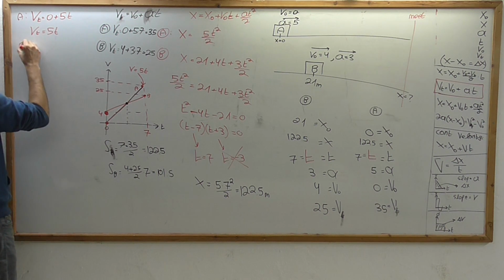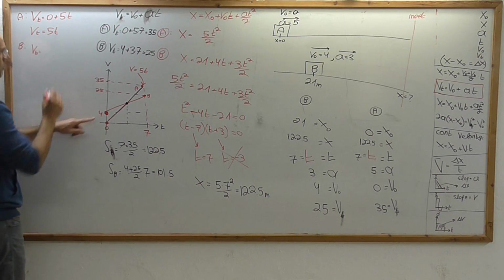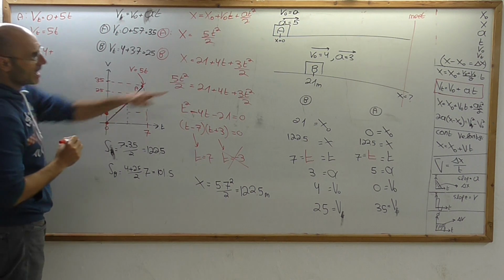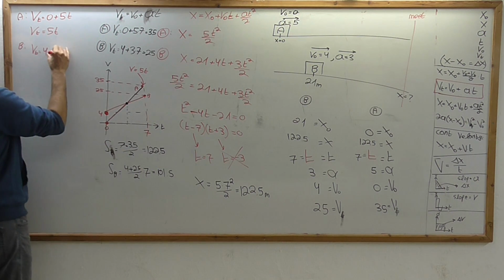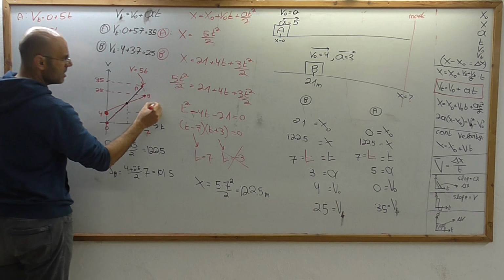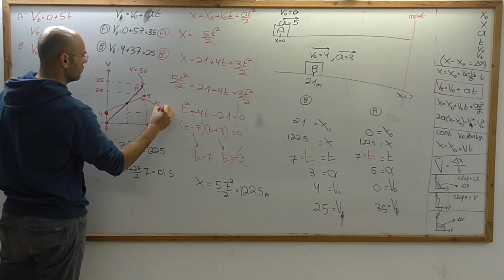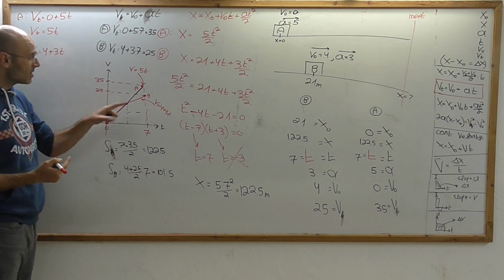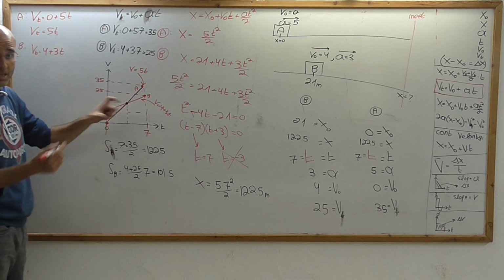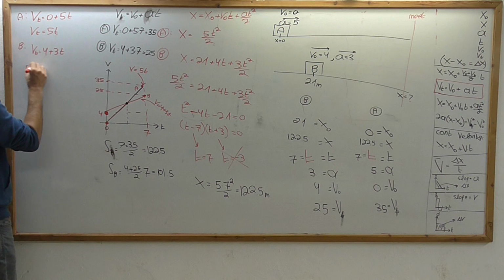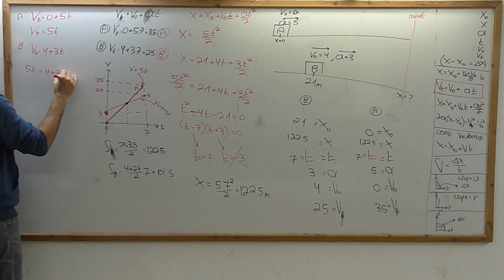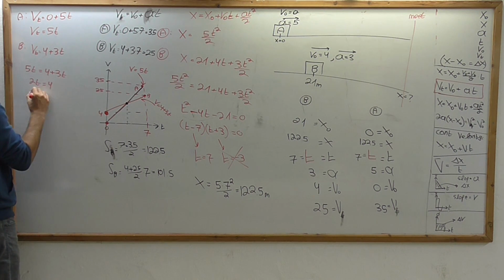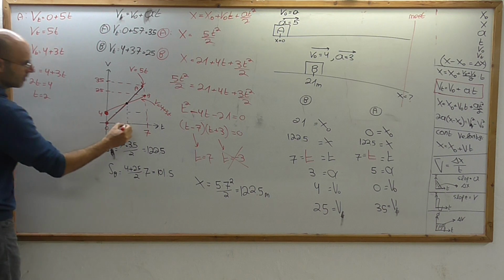This graph, exactly the same equation, will be vt equals v0, which is 4, plus the acceleration, which is 3, times t. So this graph is v equals 4 plus 3t. If we compare them, we will ask ourselves when the velocity is the same. So if we do 5t equals 4 plus 3t, we get 2t equals 4, t equals 2.